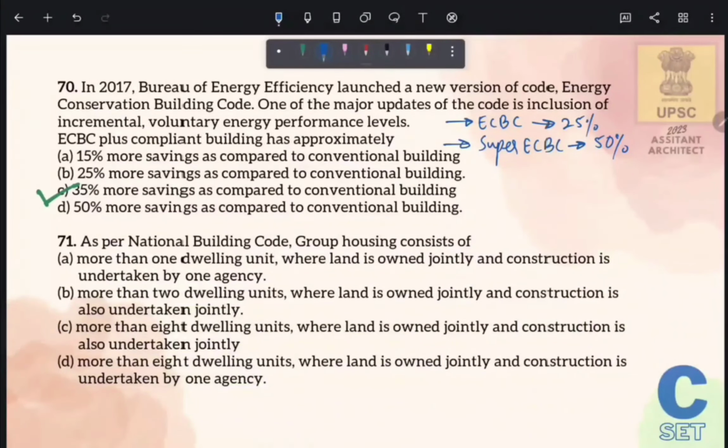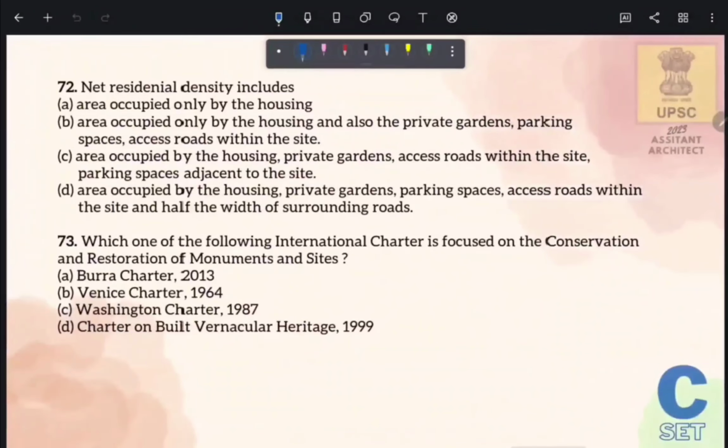Next question is, as per National Building Code, group housing consists of. As per NBC, group housing consists of more than one dwelling unit where land is owned jointly or construction is undertaken by one agency. Therefore, the correct answer of this question is option number A, and it is given in volume 1 of NBC in its section 2.43. Let's move to the next question.